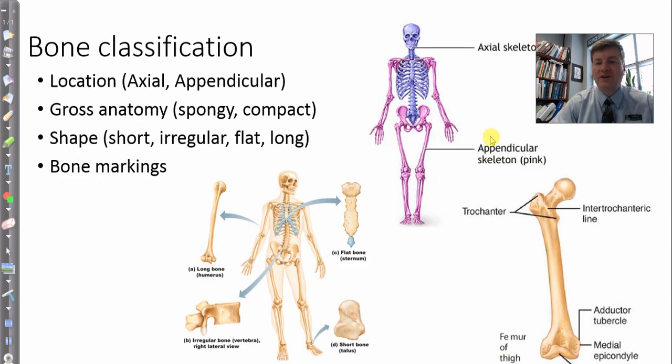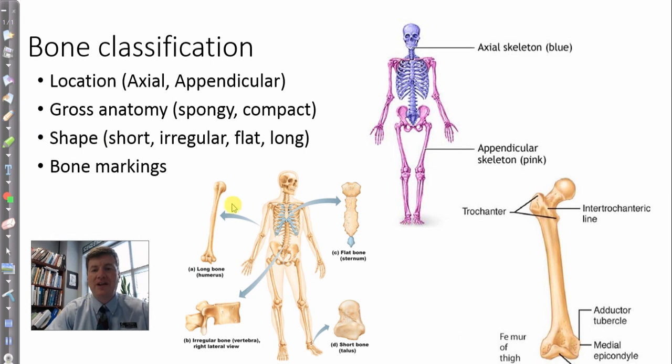And finally, let's talk just a little bit about how bones can be classified. What you see here is some different ways we can look at bone in terms of an overall classification scheme. We can describe bones, for example, as either being axial or appendicular, depending on where they are in the skeleton. Over here, you see the axial part of the skeleton is blue. It's the skull, the vertebral column, and the rib cage.